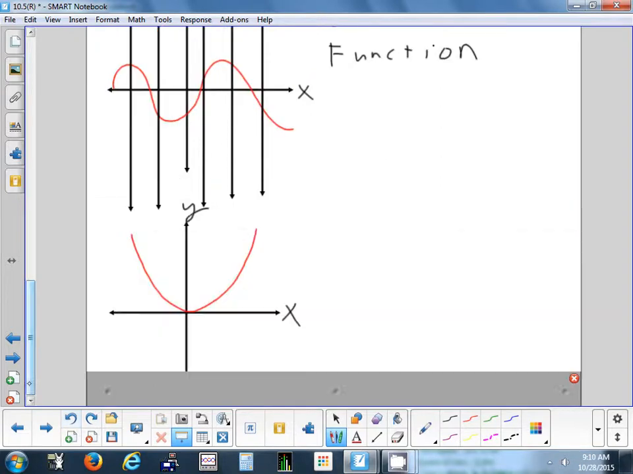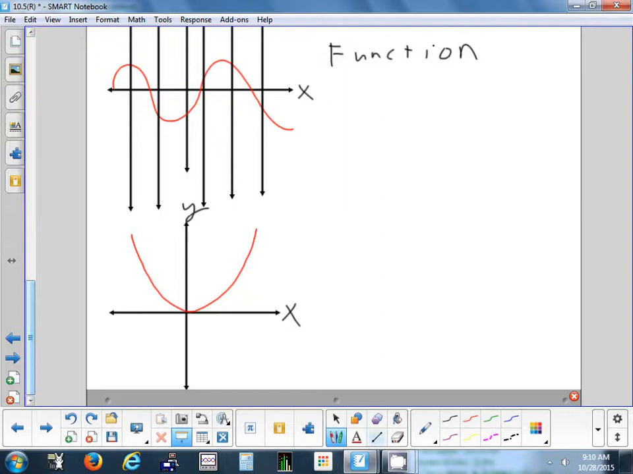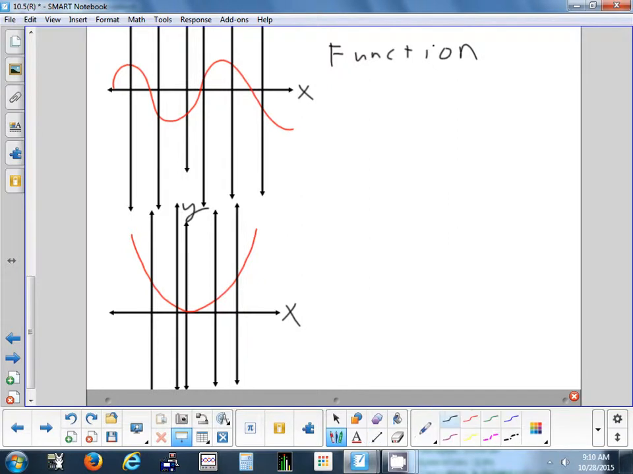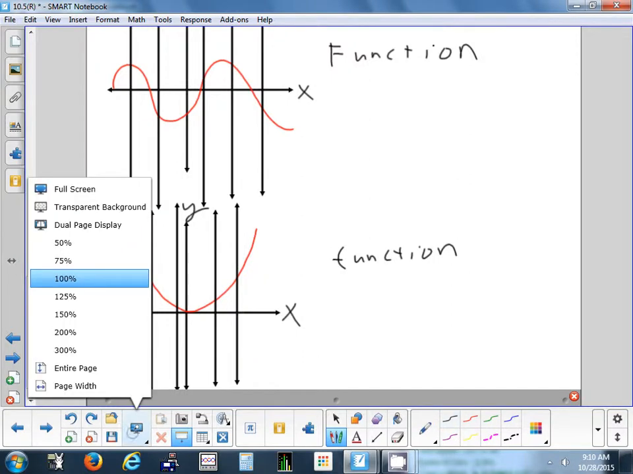Okay, and the last one. I think we looked at a shape like this yesterday. Is a vertical line hitting more than once? Nope. Would a horizontal line hit? Yeah, we don't care about horizontal though. So this is a function. Okay, so all you got to do is look at your picture, draw vertical lines. Doesn't hit more than once, you got a function.